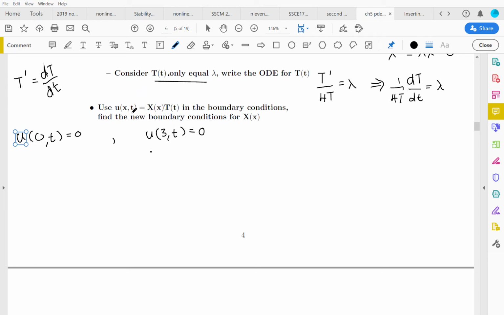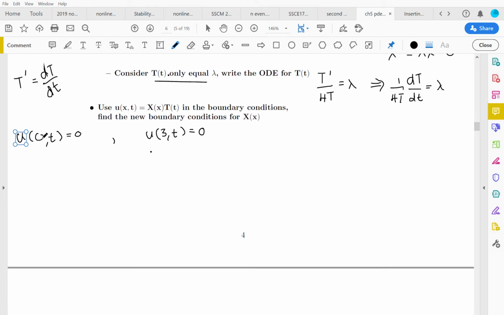Now is the second step. In the second step, we have to consider the boundary conditions. In this question, we have these two boundary conditions. So we will change them using u equal to xt as well.